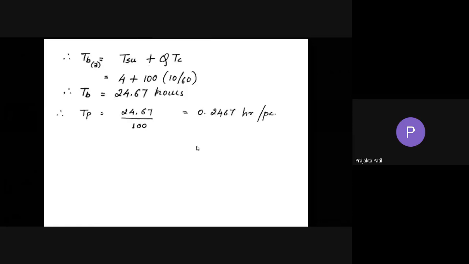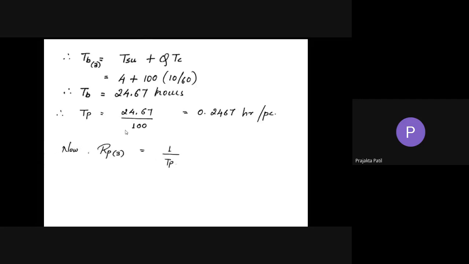Once you get TB, next you can find TP. What is TP? It is TB divided by Q. Refer to the equations. Now get the production rate with respect to operation number 3.